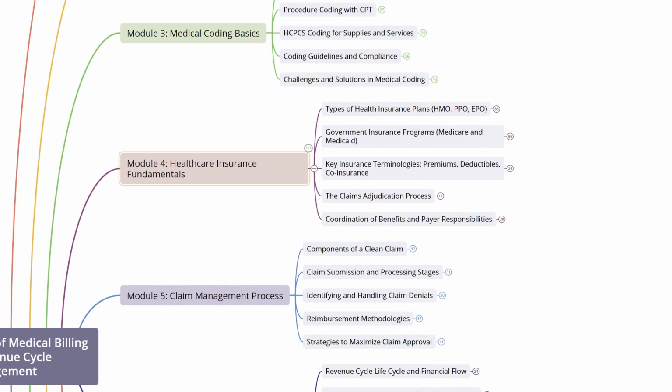Next, module 4, navigating the insurance maze. Healthcare insurance fundamentals equips learners with foundational knowledge about the diverse insurance environment that interacts with the billing processes.